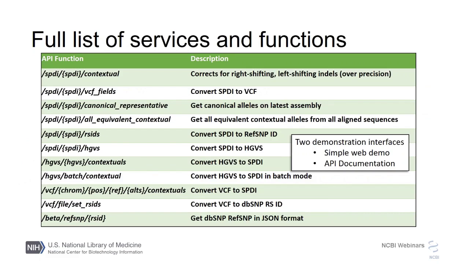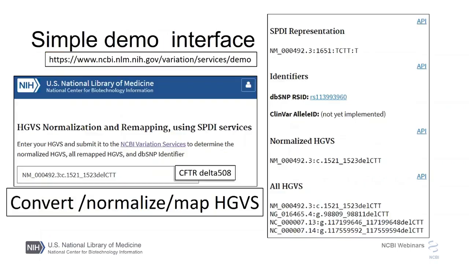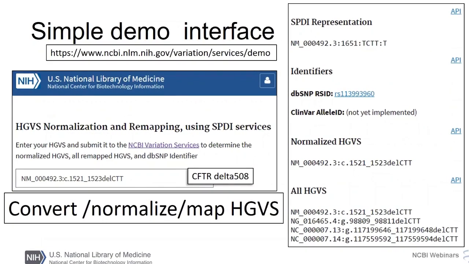There are two demonstration interfaces. There's a simple web demo and an API documentation interface, and I'm going to show you both of those and show you how they work. The simple demo interface, which is at this URL here, just go to variation/services/demo, and you can put any HGVS expression in there you want. This happens to be the one for the fairly famous CFTR Delta 508 deletion.